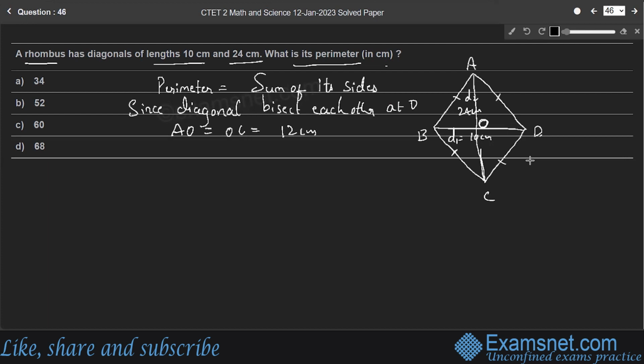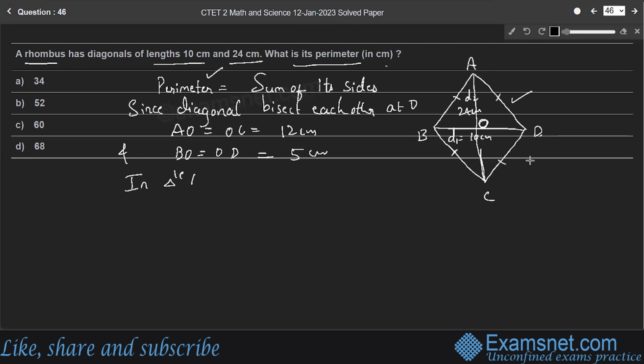Since they bisect each other, each diagonal is divided into two parts. The first diagonal is divided into two parts, each measuring 12 centimeters, and BO is equal to OD, which is equal to 5 centimeters, since 10 by 2 is 5 centimeters. Now consider one of the triangles. There are 4 triangles formed. We'll consider any triangle because we need one of its sides so that we can easily find the perimeter of the rhombus. So we'll consider triangle AOD.